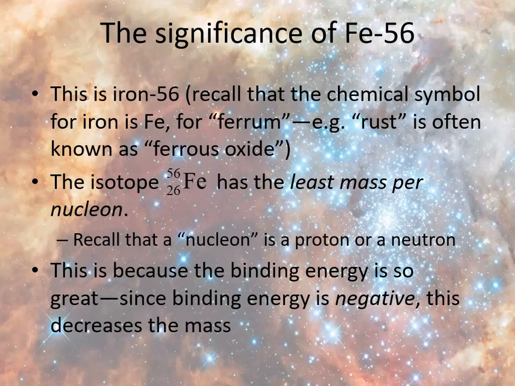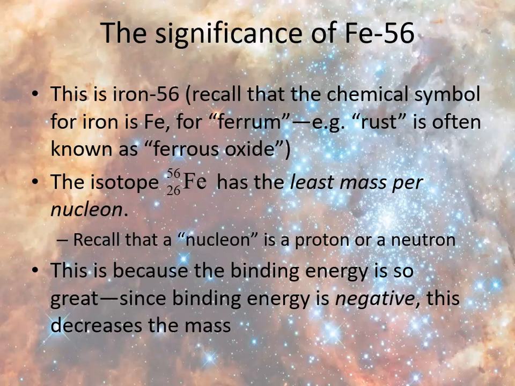Now, why is iron-56 so significant? I've mentioned it before in earlier discussions, and iron-56 is significant because it has the least mass per nucleon. Remember, a nucleon, that's just a proton or a neutron. So when we talk about, let's say, iron-56, that number 56, that's the nucleon number. So if you take the actual mass of iron, which is like 55.846 AMUs, something like that, and divide by the number of nucleons it has, which is 56, you actually get the smallest number that you get for just about any nucleus.